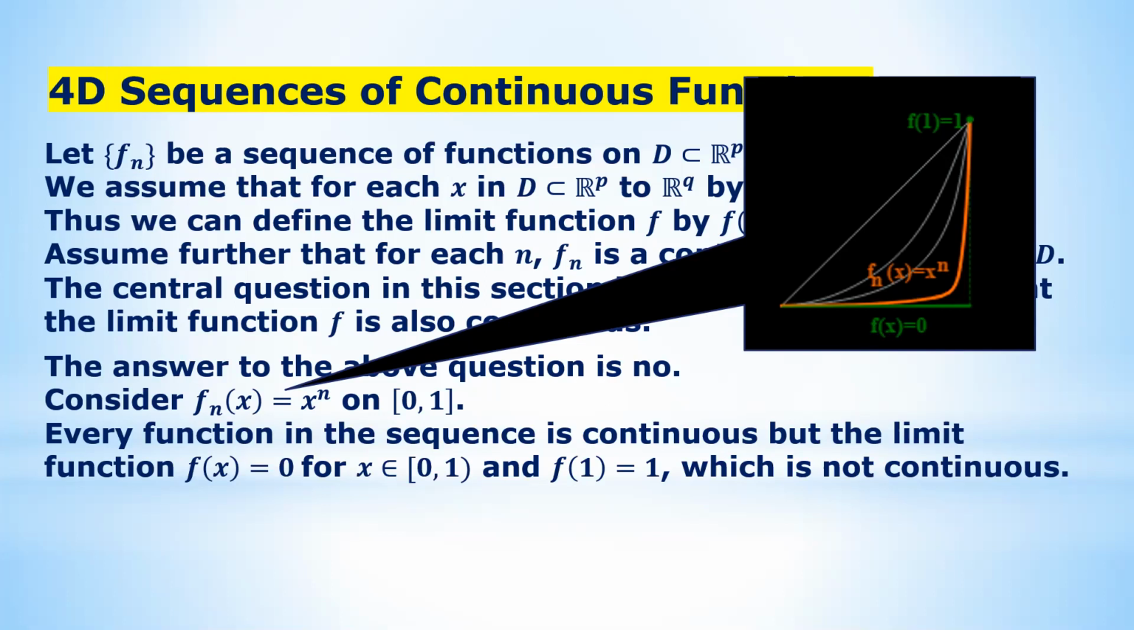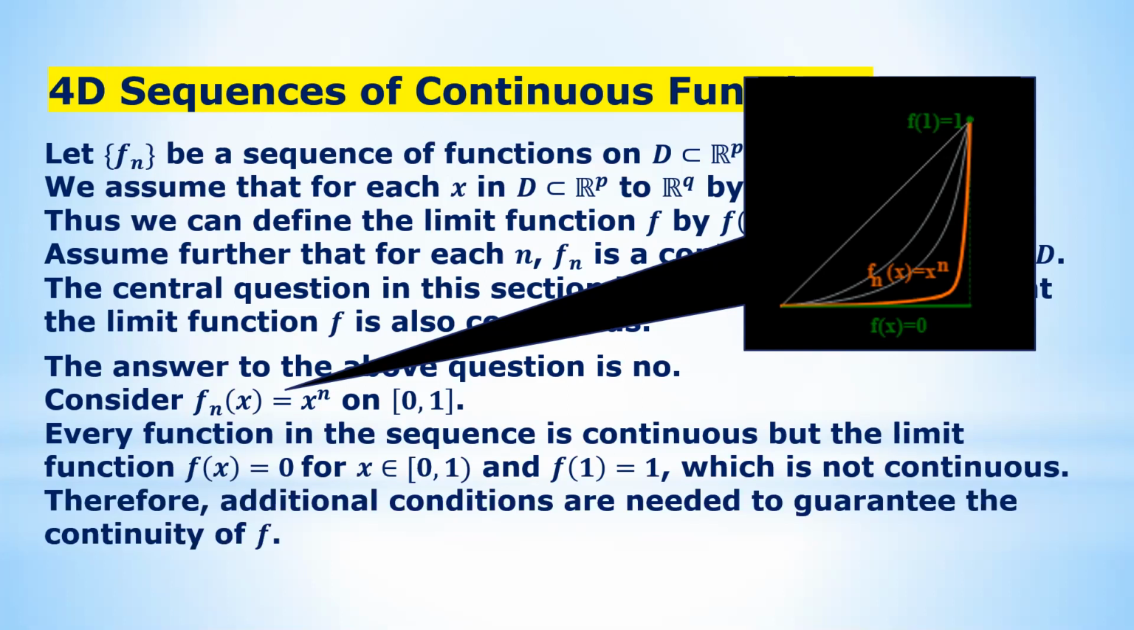So you can see in this example, f(x) as a limiting function is not a continuous function because there's a jump. It's not a continuous function, even though every function in the sequence x^n is continuous. So this shows that even though I have a sequence of continuous functions, the limit function may not be continuous unless there's some additional condition to guarantee the continuity of f. That condition is something we want to talk about.